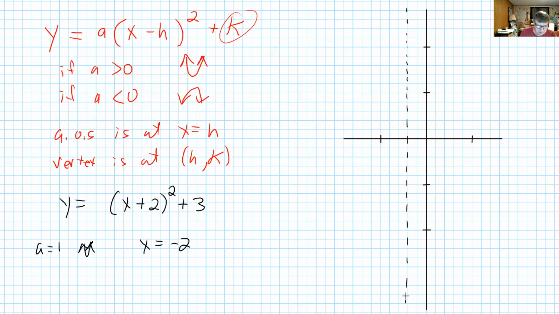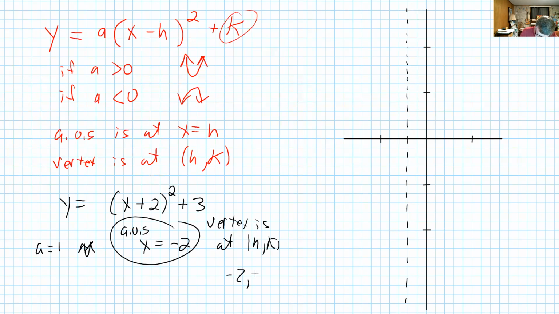So we said the axis of symmetry, and the vertex is at (h, k), which would be (-2, 3). How do I know that? Because it's the inverse of what's inside and the opposite of what's outside. So -2, 3. Now I've got a parabola that opens upwards, and the vertex is at (-2, 3).